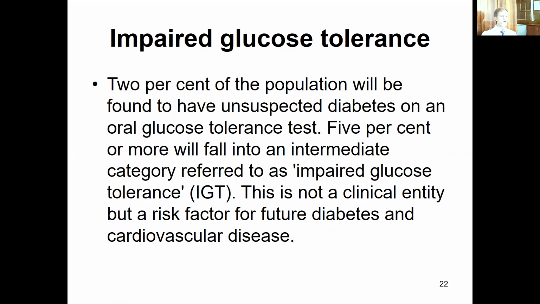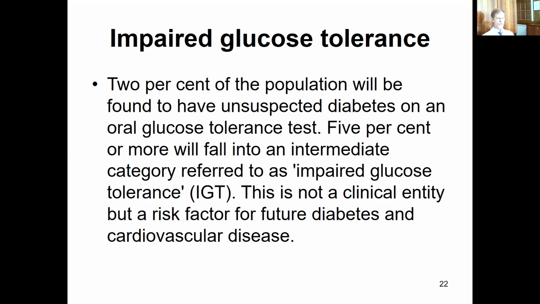And what to do with patients with impaired glucose tolerance? You know that 2% of the population will be found to have unsuspected diabetes on an oral glucose tolerance test. It means that patients feel nothing. He has no signs. If you examine 100 people, you'll find 2 of them with diabetes. 5% or more will fall into an intermediate category, rated as impaired glucose tolerance, and this is not a clinical entity, but a risk factor for future diabetes and cardiovascular disease.